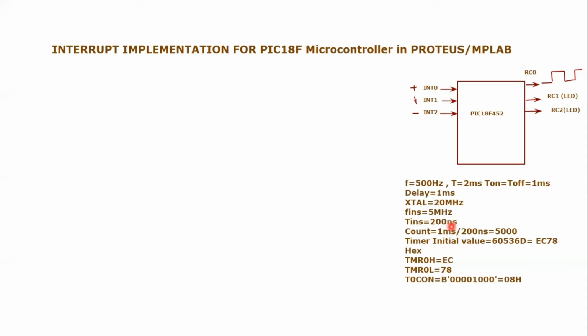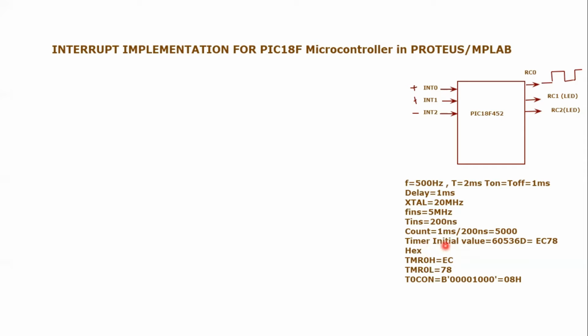Okay, we know that the time of one instruction is 200 nanoseconds and the total delay required is 1 millisecond. So the number of iterations, or the count for which we have to run our timer, can be calculated as required delay divided by time of instruction. So 1 millisecond divided by 200 nanoseconds equals 5000. Means we need to produce a count of 5000, right?